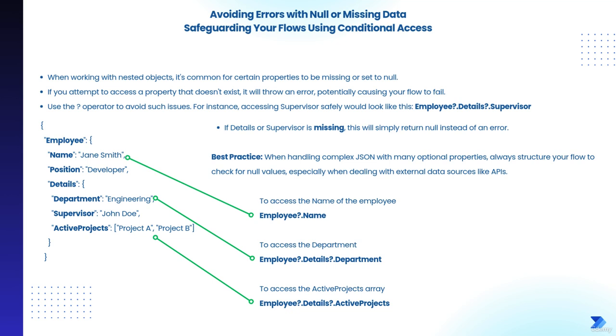Here, using the question mark operator can be beneficial when we're unsure if all the properties exist. For example, employee?.details?.supervisor. This expression allows us to safely access supervisor, as it will return null if either employee or details is missing. Best practice: test property access by utilizing a compose action to output values before integrating them into your workflow. This approach allows you to debug and ensure you're referencing properties correctly.